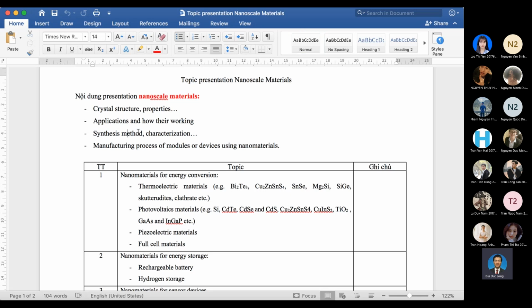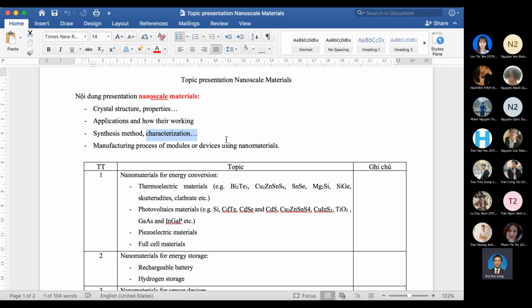Then you also have to show a characterization of this material: what the particle size is, and how the synthesis conditions affect the property, structure or morphology of this material. So you also have to present that.